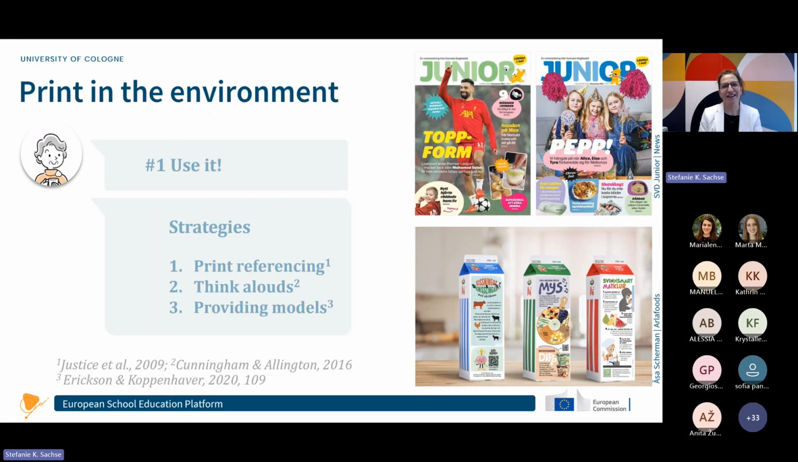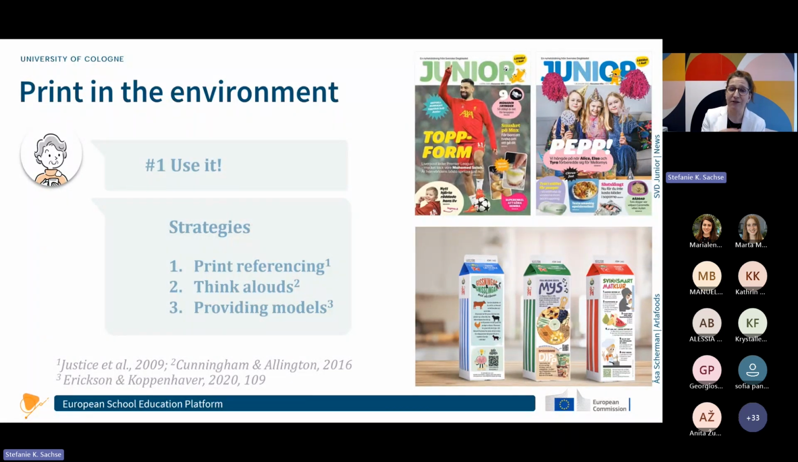Another great example here: one of the milk companies regularly always has one side of the milk package with recipes or quizzes or some information. It's such a great idea. You sit at the breakfast table and somehow you start reading, you talk about that quiz or that recipe. So we use that print, we show where we read, we use think alouds.